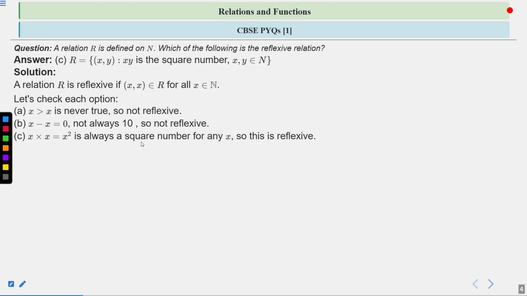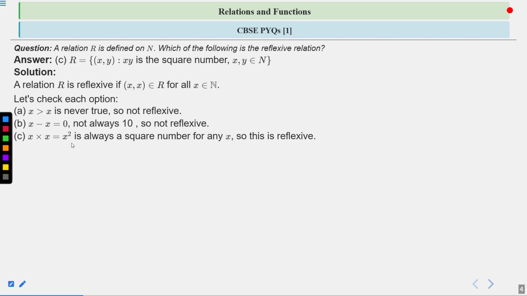Now let's move to option C. Option C says xy is a square number. If xy is a square number, then (x, x) must lie in the relation R. So x into x, which is x squared, is always a square number for any x. So this is reflexive. Therefore, option C is right.